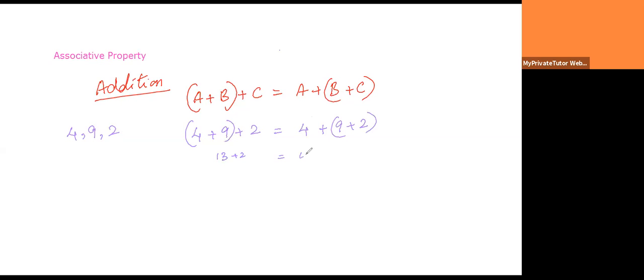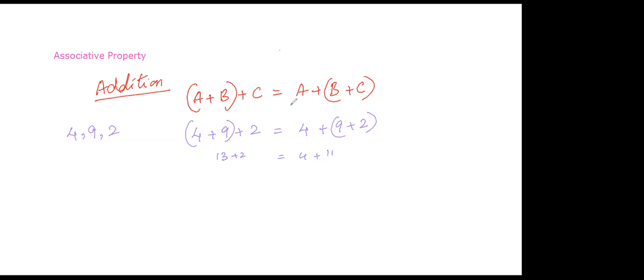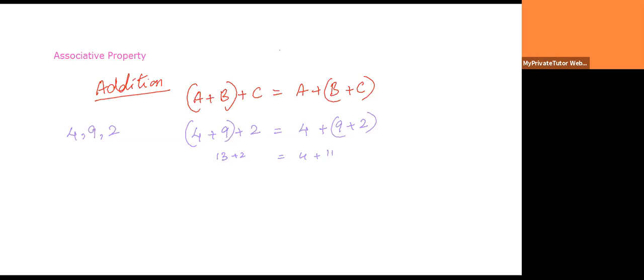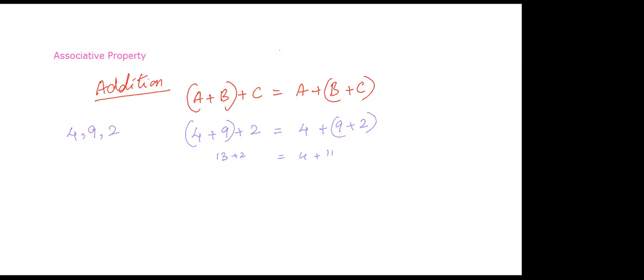So in this case, 9 plus 2 is already 11. So what is 11 plus 4? Oh, wait. Yeah, 11 plus 4 is 15 and 13 plus 2 is also 15. Sir, why can't we add 2 plus 4? For example, we can add 4 plus 9 and 9 plus 2, but why can't we add 2 plus 4?